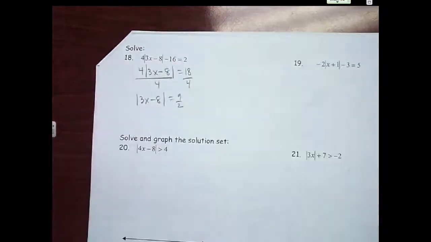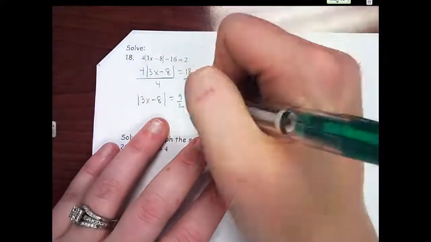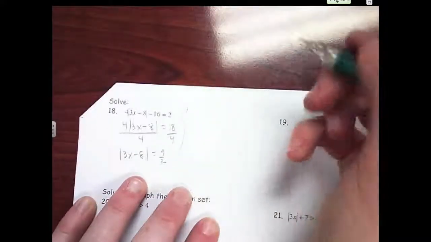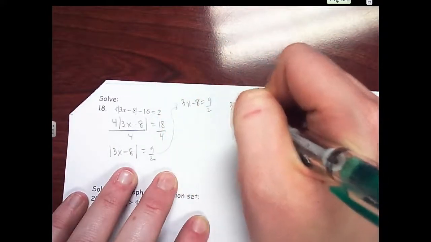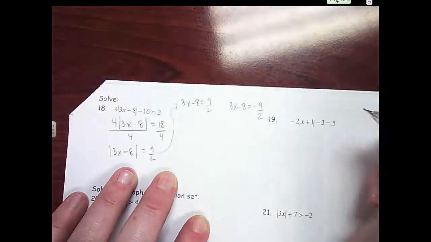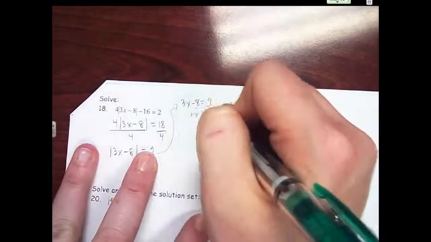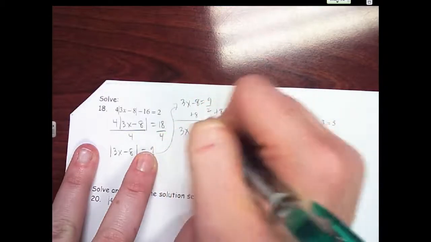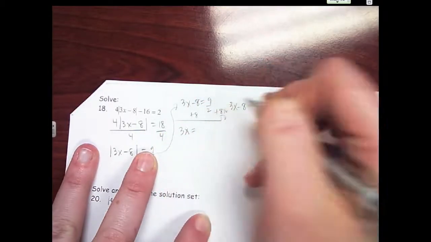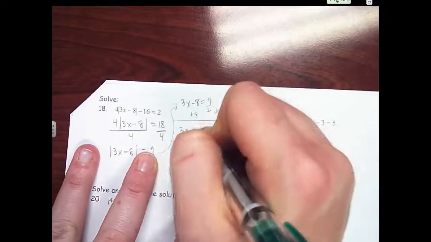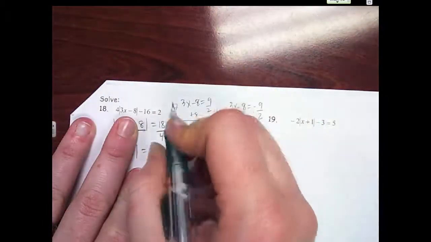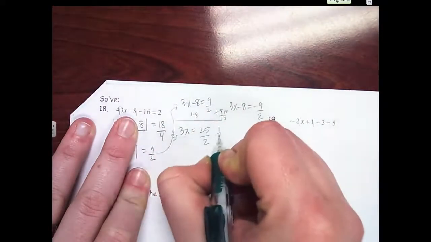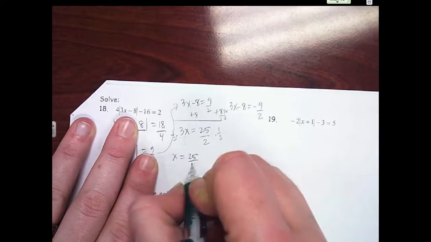Okay, so this is where then I can split it into two equations. 3x minus 8 equals 9 over 2. 3x minus 8 equals negative 9 over 2. So add 8. 3x equals, this is over 1, so it becomes 16. So 25 over 2, divide by 3. Instead of dividing by 3, I'm going to multiply by 1/3. So x equals 25 over 6.